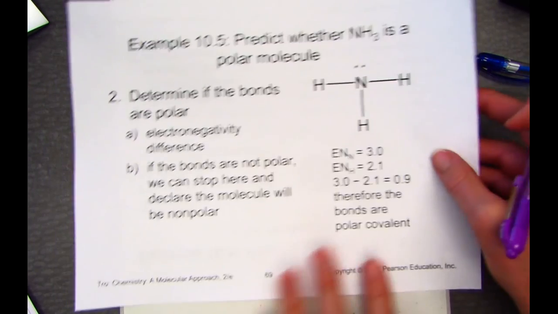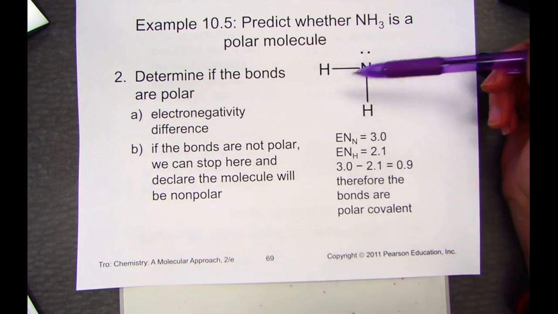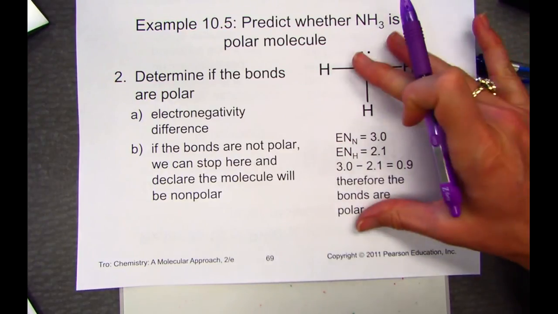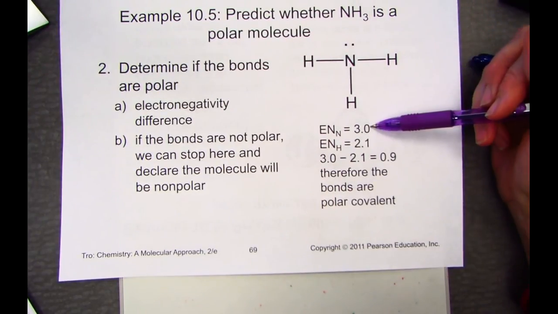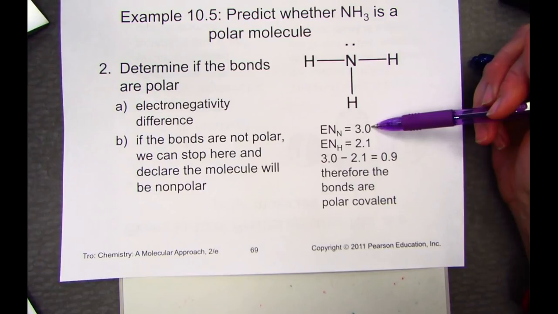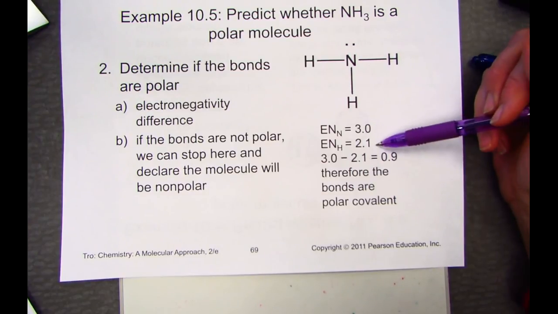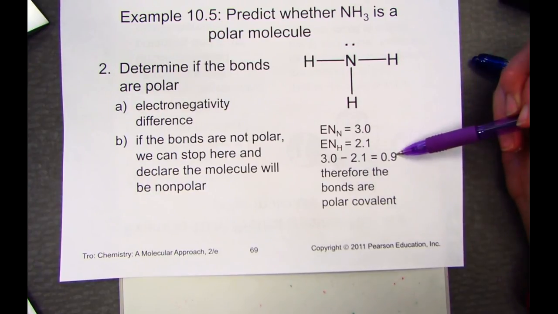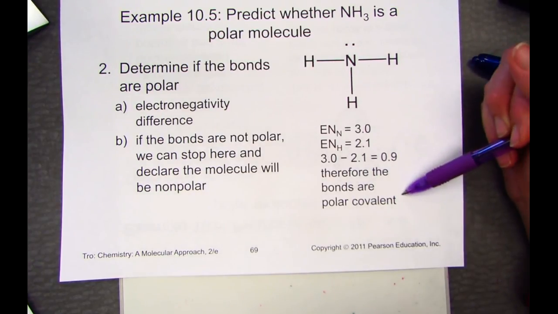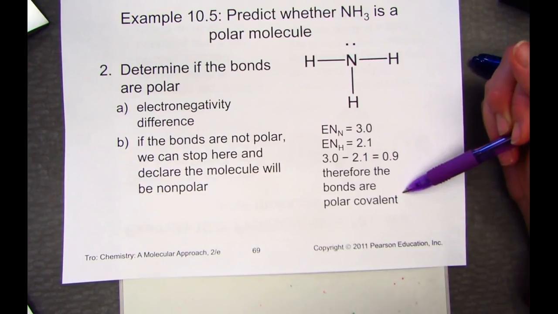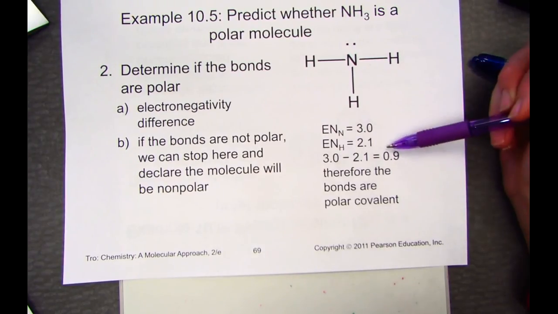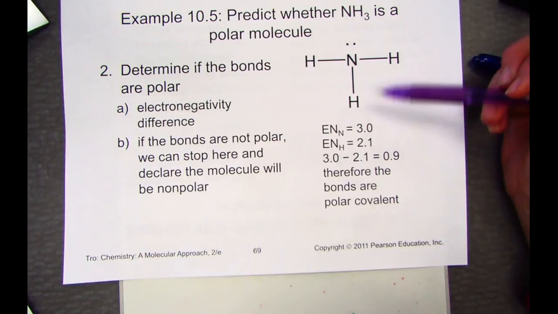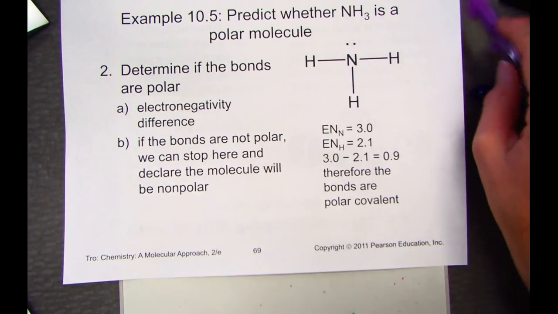And here's what we did the easy way. We found the electronegativity difference. Using our text, we simply found the electronegativity value for nitrogen, 3.0, and for hydrogen, 2.1. We subtracted and found 0.9. Therefore, it's considered to be a polar covalent bond. Electronegativity numbers are found in our text. We simply subtract those to find the difference.